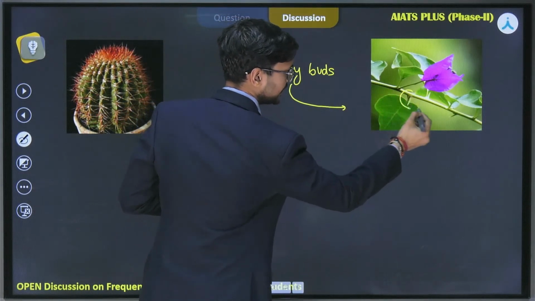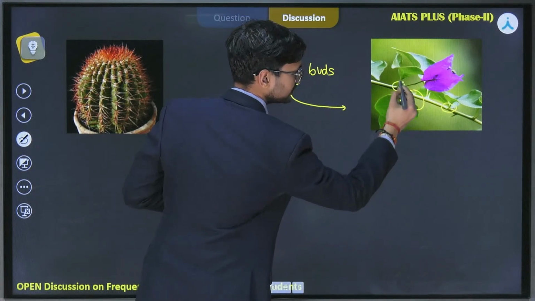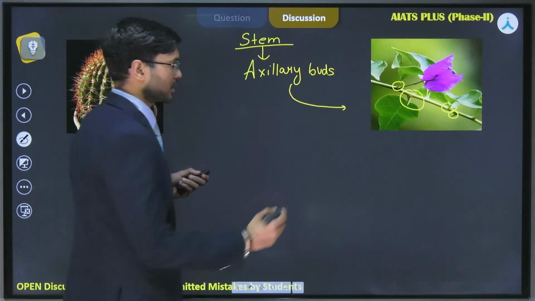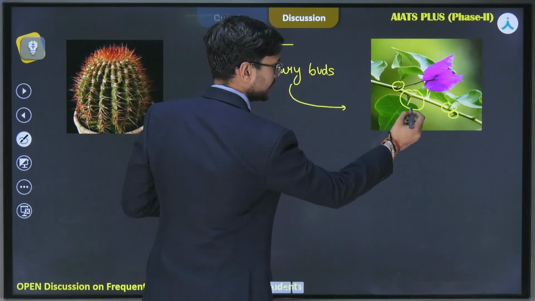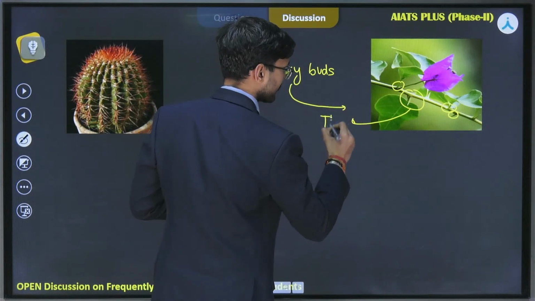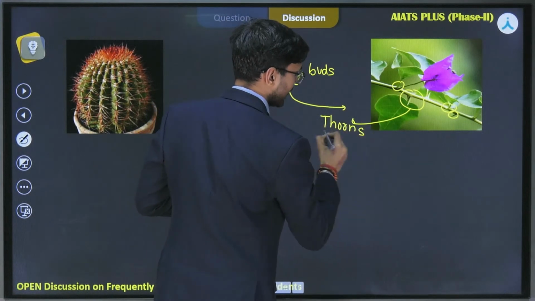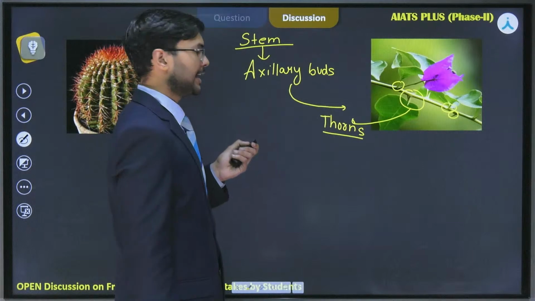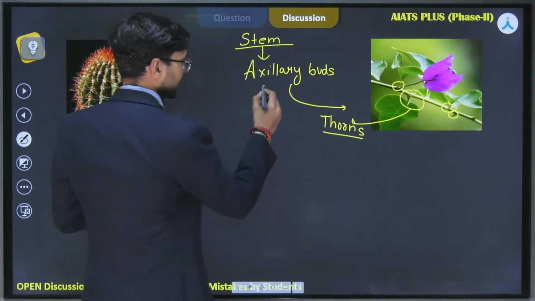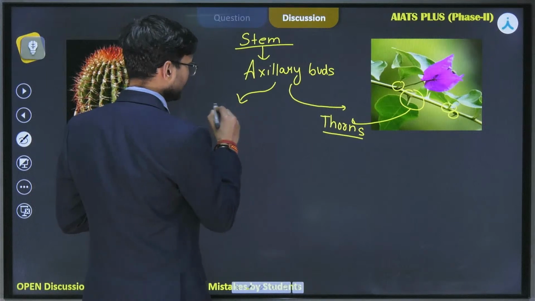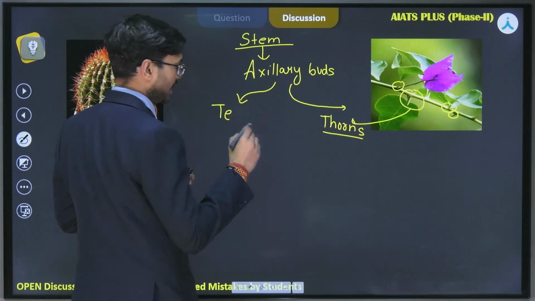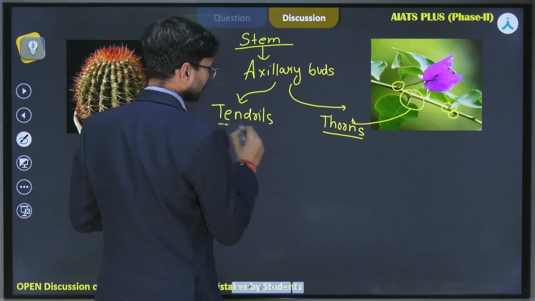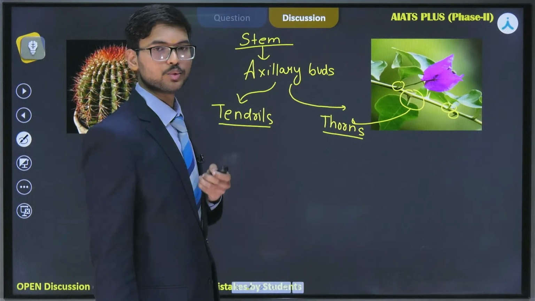Here you are able to see these structures present on the stem. Okay. So these structures that you are seeing here are called thorns, and these structures are responsible for protecting the plant against grazing herbivores. Similarly, the axillary bud can also modify into slender, thin spiral structures which are called tendrils. Now, tendrils perform the function of providing support to the stem.